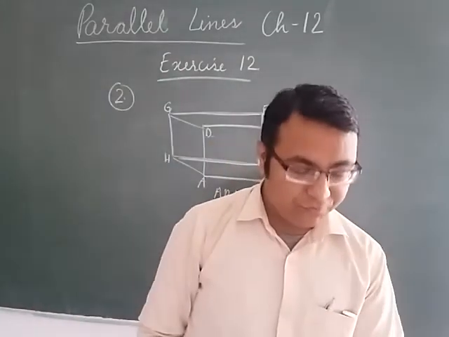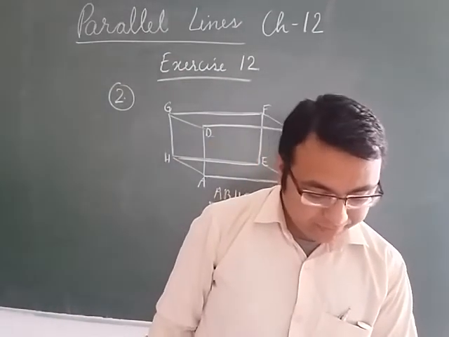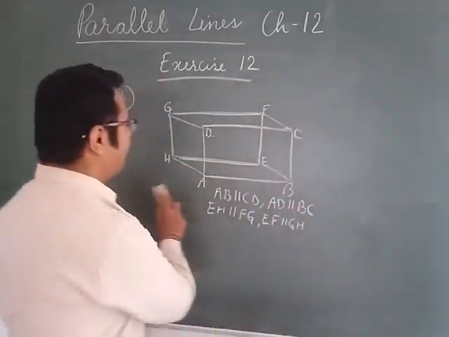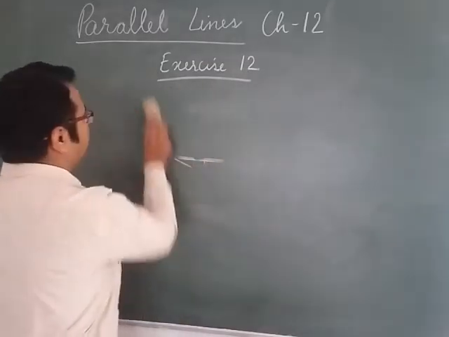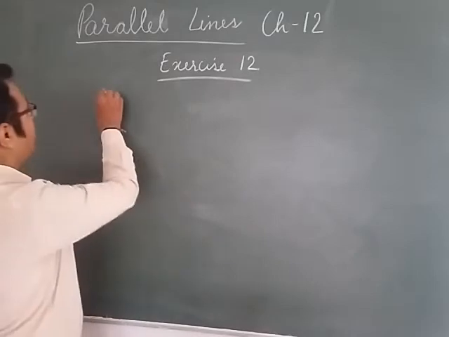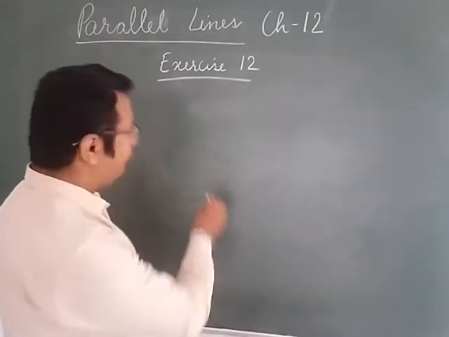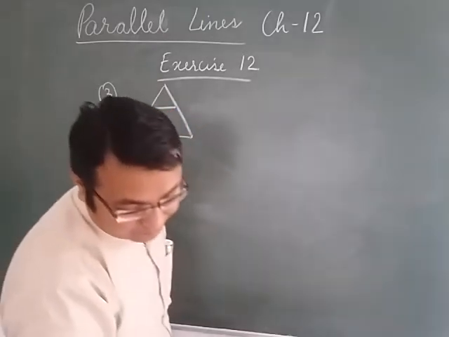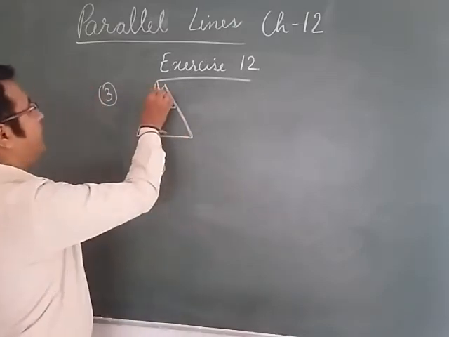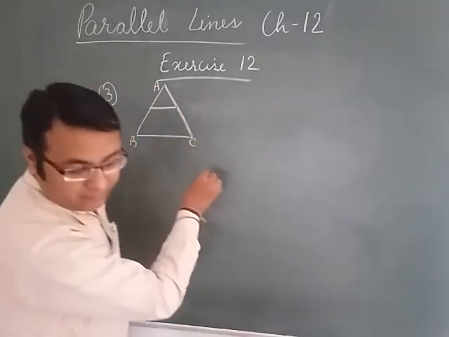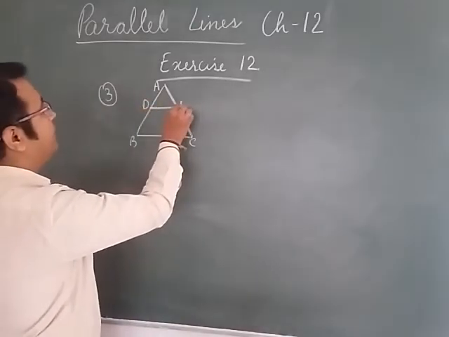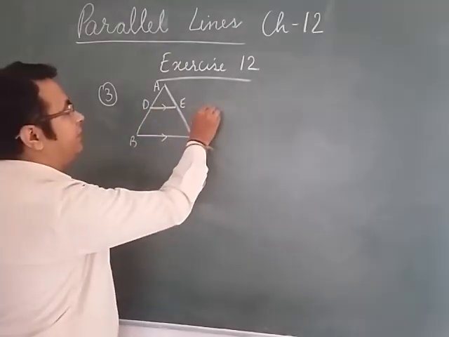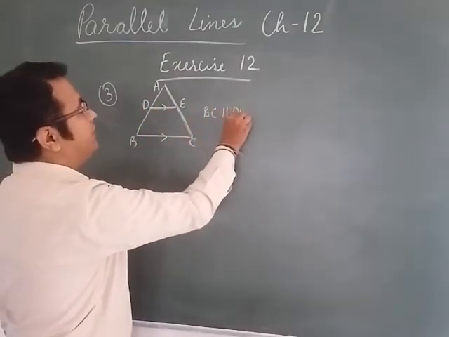Now let's move to question number 3. Some figures are given and we need to identify the parallel line segments in each of the following figures. Let's see question number 3. First figure is somewhat like this. Triangle is given. A, B, C, D, E. So as you can see clearly in this figure, the line BC is parallel to the line DE. So we can write BC is parallel to DE.